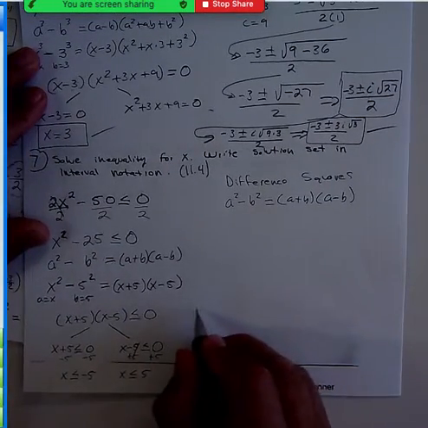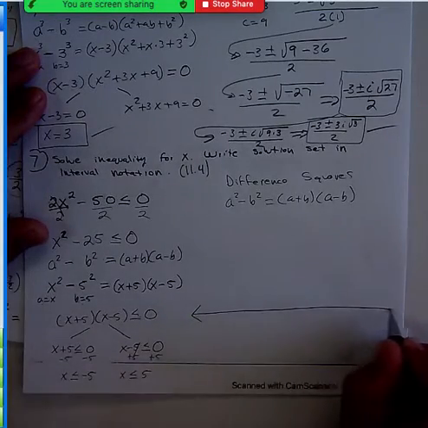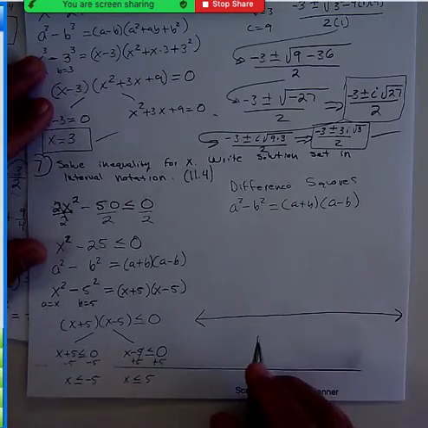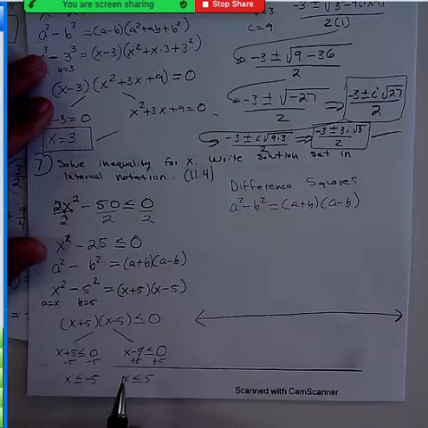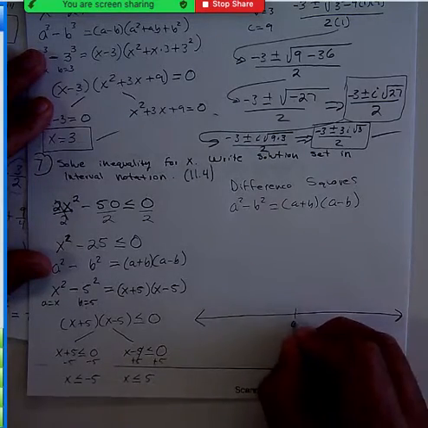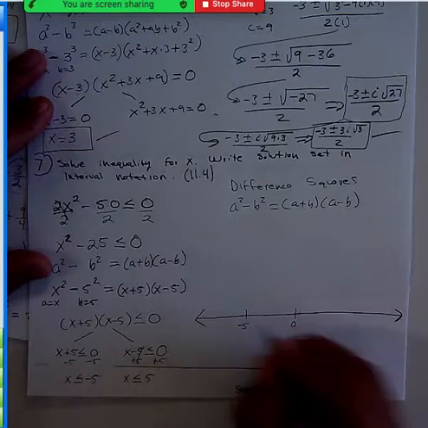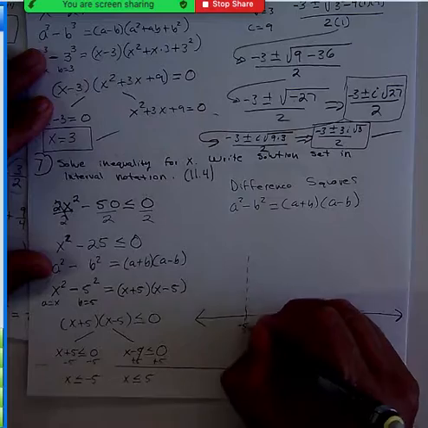If you guys remember, this is where we check the regions. So we're going to draw a number line, right? It's an inequality. How are the regions divided? By these numbers that you just found. So we're going to put 0 in the middle. I'm going to put negative 5 here, positive 5 here. I'm going to draw a line through it like that.